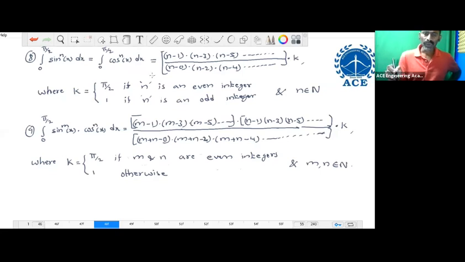And these two properties, 8 and 9, work for positive integer powers only. Here m and n should be natural numbers or positive integers only. These two properties are only for positive integer powers, not for negative numbers, not for fractions, not for negative fractions. For fractions and some negative numbers, we have the special functions, beta and gamma functions.